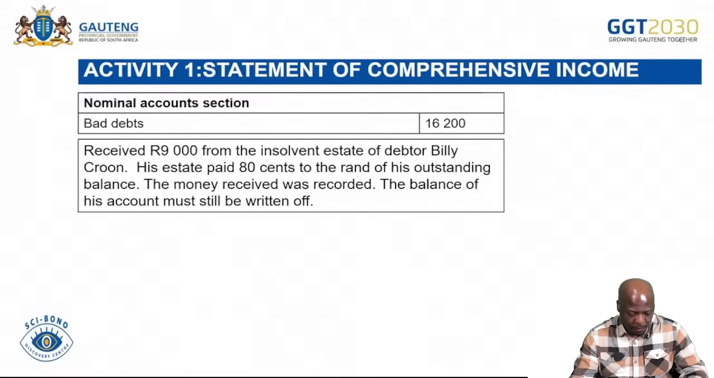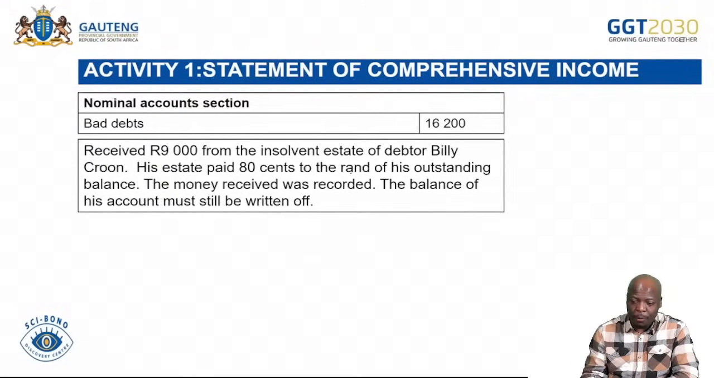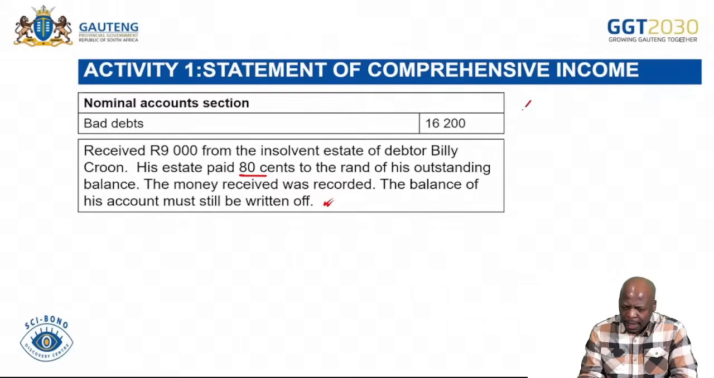The next one says, received 9,000 from the insolvent estate of a debtor Billy Kroon. His estate paid 80 cents in the rand out of his outstanding balance. The money received was recorded. The balance of this must be written off. Okay, so we understand that we have a debtor who is Mr. Billy Kroon. Mr. Billy Kroon owes us a particular amount of money, which is the 100% of the debt.